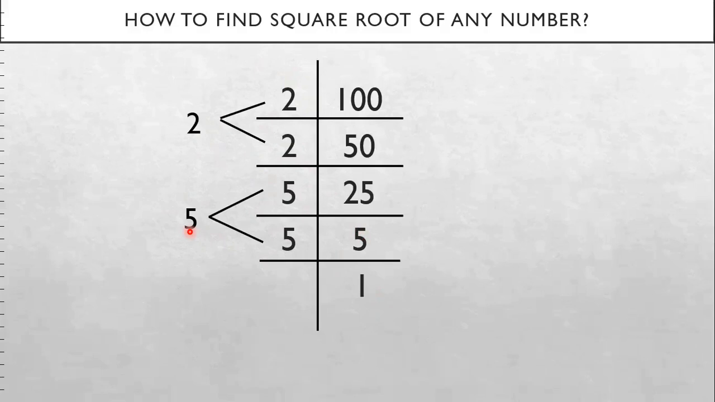So listen to this very carefully, because this is the main concept of finding the square root. This is the most important step. Now I have one pair of 2, so I've taken 1 2, and one pair of 5, so 1 5. Now I will multiply these two numbers. So we get 2 into 5, which is 10. So we have got the square root of the number 100, that is 10.